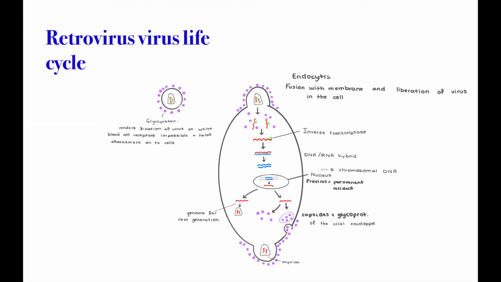Okay. The second type of virus life cycle I want to talk to you about today is the retrovirus life cycle. So how is this going to work? You have your little virus with the glycoproteins that are making up the capsid, and these glycoproteins help viruses protect themselves from white blood cells or cells from the immune system so that they don't stick to them. This virus is going to go into endocytosis with the host cell, which is a fancy word to say that the membranes are going to fuse and the virus is going to be liberated into the cell.